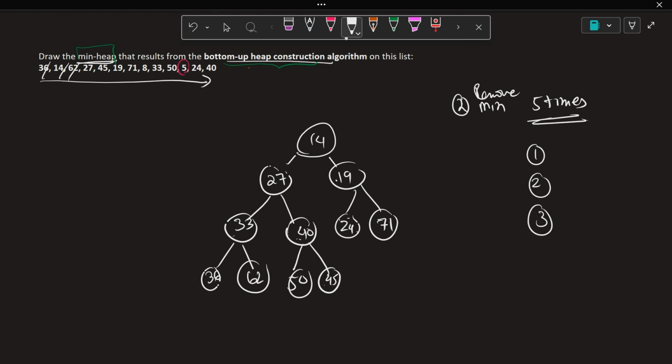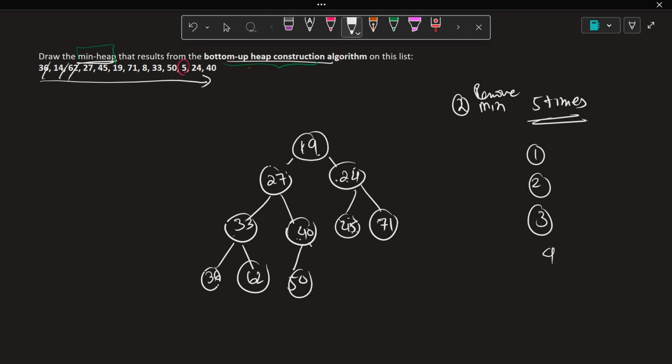Now you do the same thing for the third time. You chop the head and replace it with the node at the lowest level, which is 45. Once you replace it with 45, you then move 19 up, then 45, and then here 24. Now you're good.